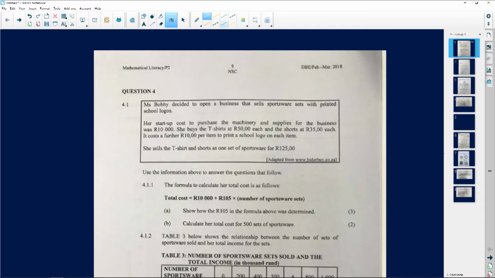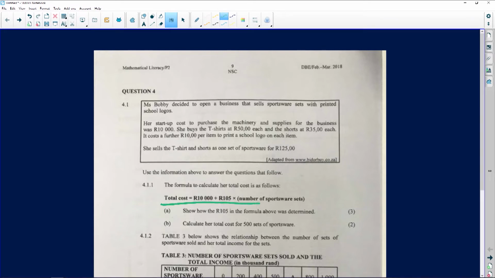In her set, she's included the shorts and everything, plus the logos that she is printing on each item. So here we are given a formula, which is not foreign in the math literacy concepts. Sometimes you will be asked to create your own formula, so you are lucky if you are given a formula to work with. The formula to calculate her total cost is as follows. This formula is for her costs: 10,000 Rand plus 105 Rand times the number of sportswear sets. So that's the cost that it's going to take for her to run this business.